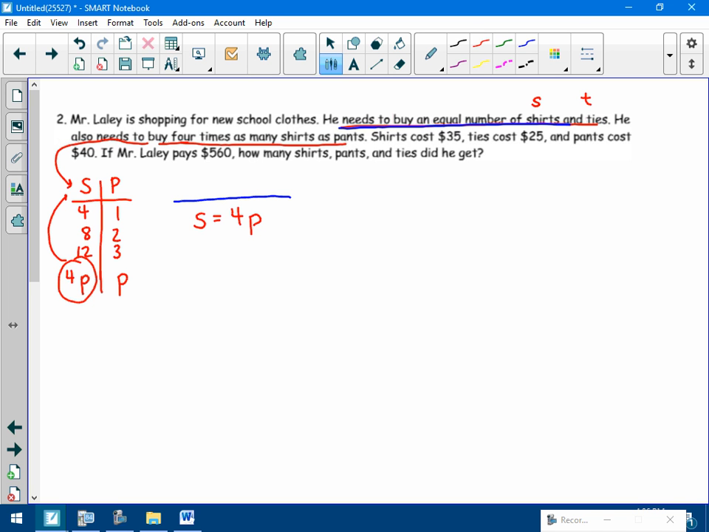I just did the second one for you here. And then if shirts cost 35, ties cost 25, pants cost 40, for a total of 560, there'll be a third equation that you can get based off of that. And that should be similar to the pennies, nickels, and dimes that we just did. Okay, so hopefully that gives you a good starting point. Check your answers on that blue sheet, and you'll know if you've got them right or not. Good luck.